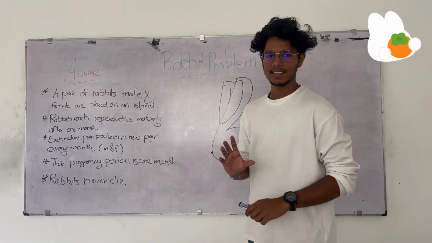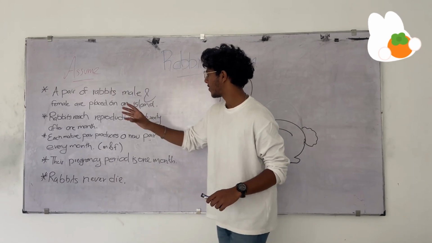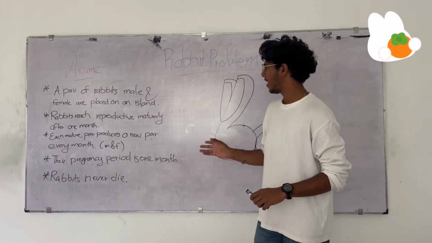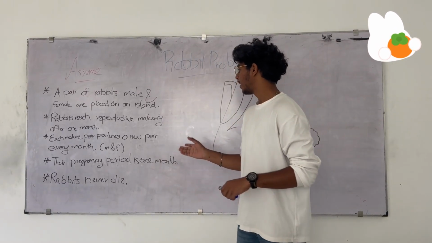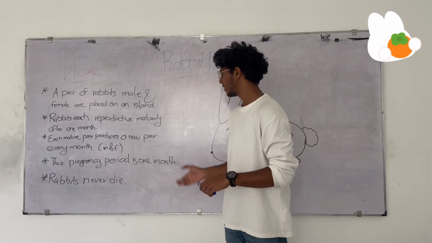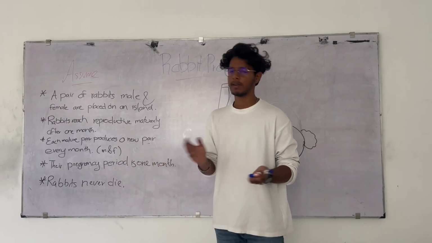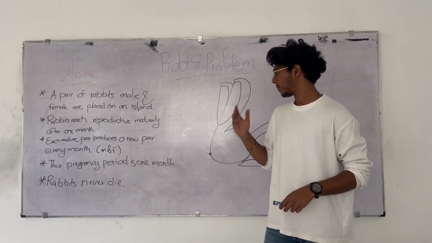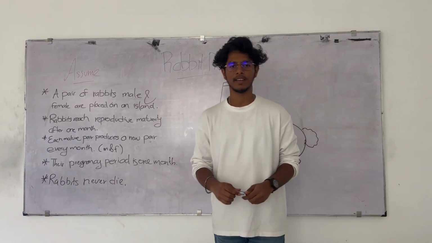The story begins like this. Assume that in the rabbit problem, a pair of rabbits, male and female, are placed on an island. No other rabbits can come. Rabbits reach reproductive maturity after 1 month. Each mature pair can produce a new pair every month. Their pregnancy period is 1 month, and of course, rabbits can never die.